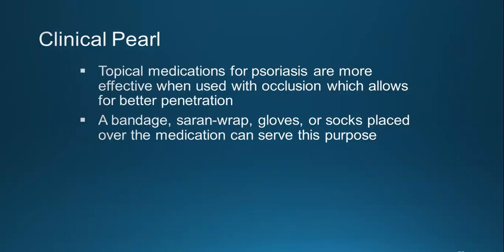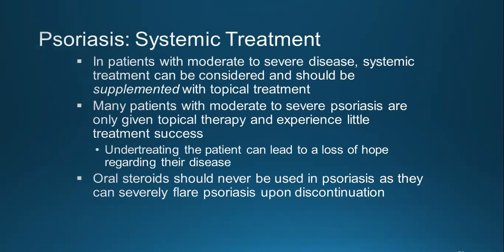Topical medications for psoriasis are more effective when used with occlusion, which allows for better penetration. A bandage, glove, or socks placed over the medication can serve this purpose. Then the systemic treatment: in patients with moderate to severe disease, systemic treatment can be considered and should be supplemented with the topical treatment. Many patients with moderate to severe psoriasis are only given topical therapy and experience little success. Undertreating the patient can lead to a loss of hope regarding their disease.